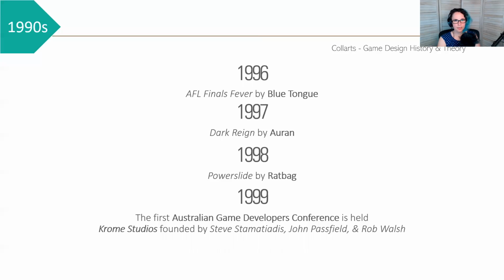Auran created Dark Reign, which is also Brisbane. Ratbag, I think, also Brisbane, because Brisbane was a hub, was Powerslide. And then we had the AGDC, the Australian Games Developer Conference, held in 1999 and has been held ever since, every year. Chrome Studios was eventually established in 99 as well.